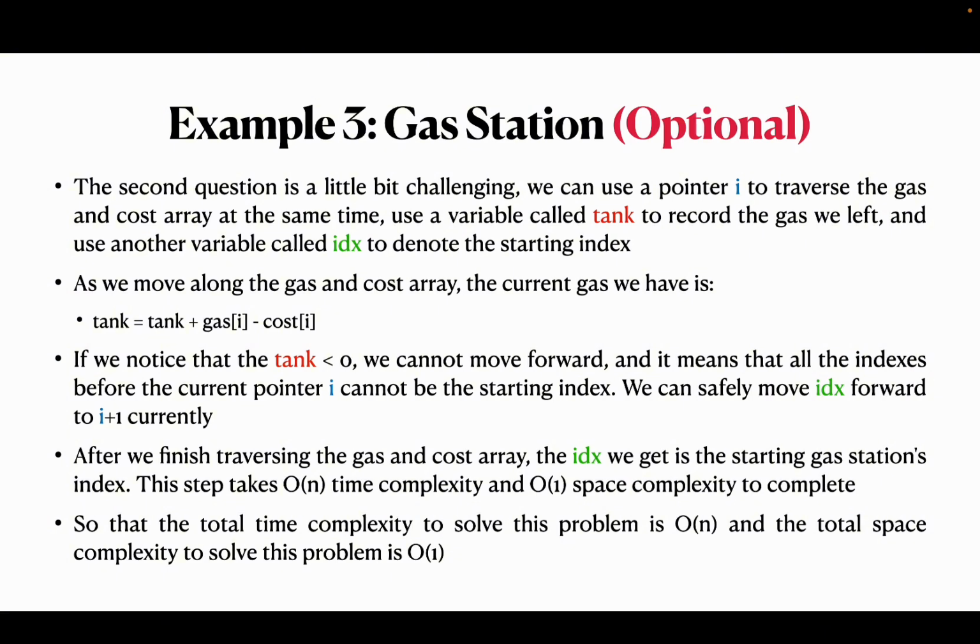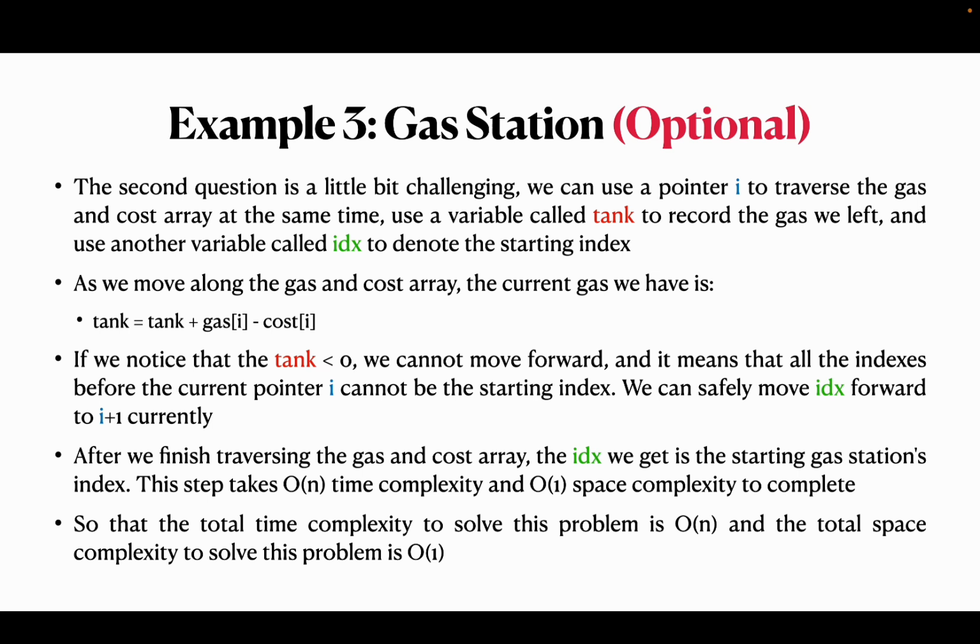If we notice that tank is smaller than 0, that means we cannot move forward. It also means that all the indexes before the current pointer i could not be the possible starting index, so we can safely move the index forward to i+1. After we finish traversing the gas and cost arrays, the index we get is the starting gas station's index. These steps take O(n) time complexity and O(1) space complexity.